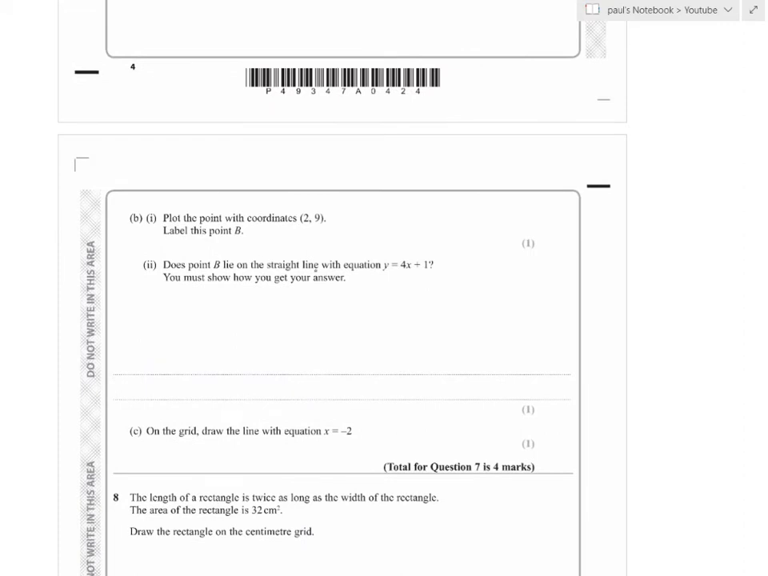Does the point B lie on a straight line with y equals 4x plus 1? Well, if we have x and y and 2, 9, so if we make x 2, so 4 times 2 is 8 plus 1 is 9, so y does equal 9. So y equals 4x plus 1, and 2 and 9 do fit, yes.